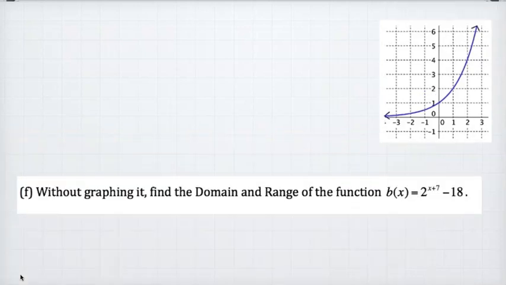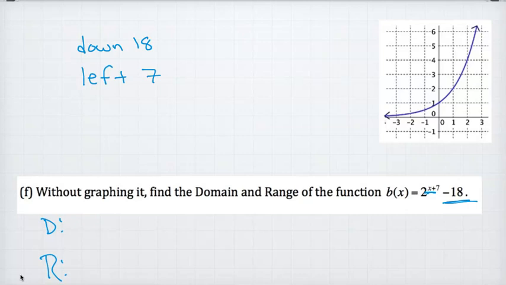All right. So now let's look at b of x, and we are interested in the domain and the range of b of x. What are the two transformations that are happening? On the outside, I have minus 18. It's on the outside, so it is going up or down, in this case down, 18. On the inside, I have a plus 7. Because it's on the inside affecting the input, it's going to go opposite of what we think. It's going to go left 7.